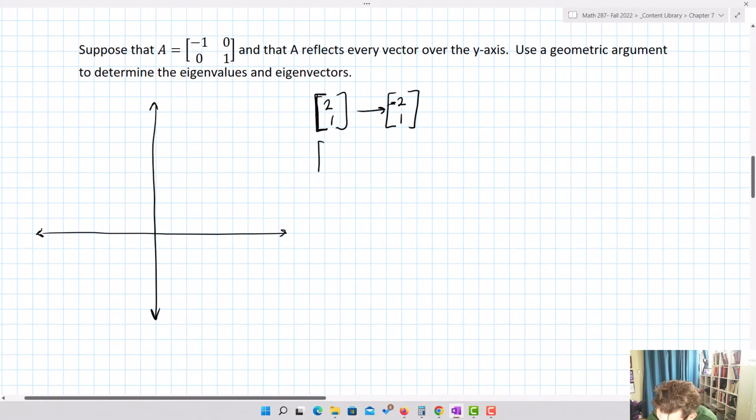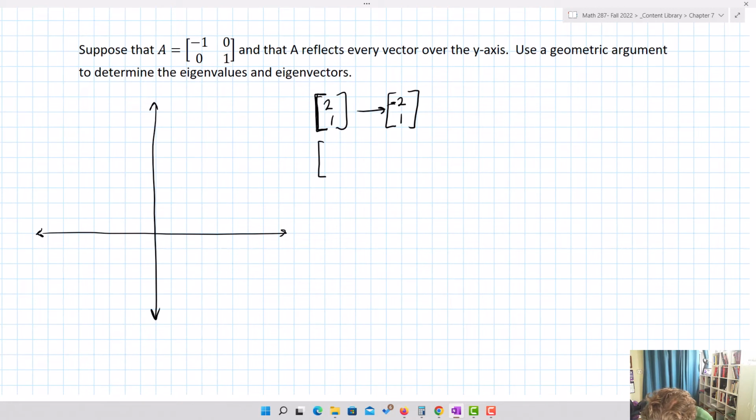Or, for example, if we have 3, 2, 3, 2 is going to go to -3, 2. So we've got, say, for example, 2, 1 goes to -2, 1. There's my reflection over the y-axis. Or we've got, like I said, 3, 2.